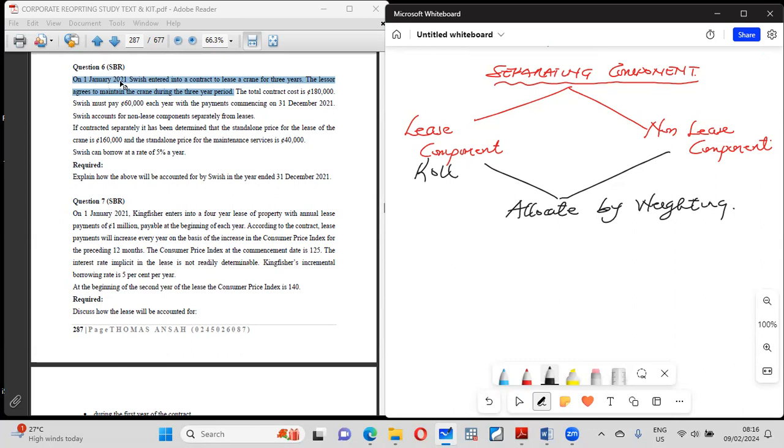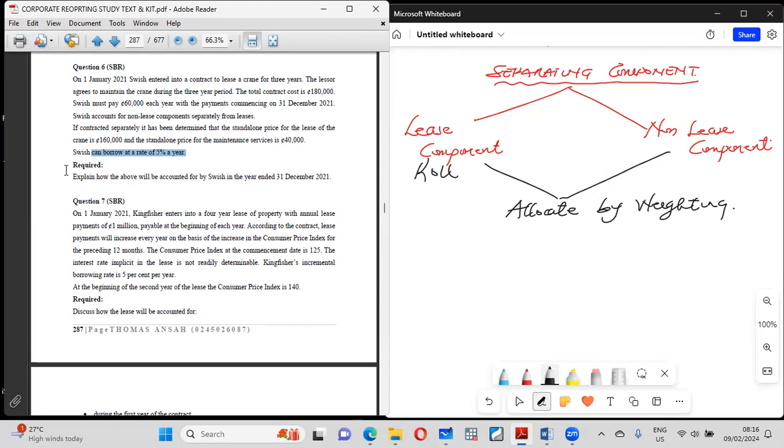So the question is, this 60,000 payment that is happening, which one is that? It says Switch should account for the non-lease component separately from the lease. If contracted separately, it has been determined that the standalone price of the lease is 160,000, and the standalone price of the maintenance is 40,000. The incremental rate of borrowing by Switch is 5%. So the first thing we need to do is to separate the components of the payment.